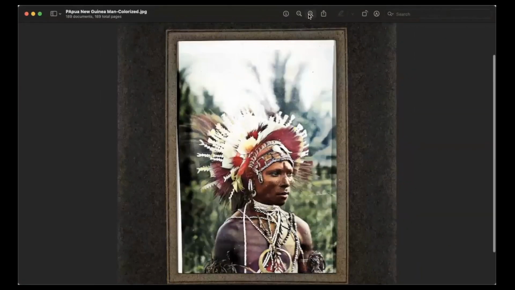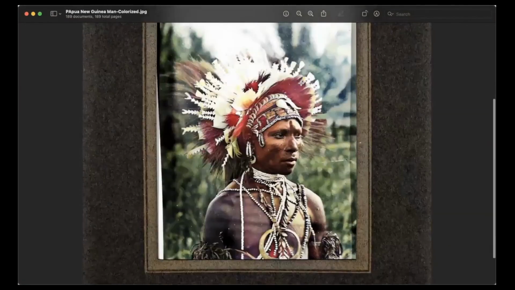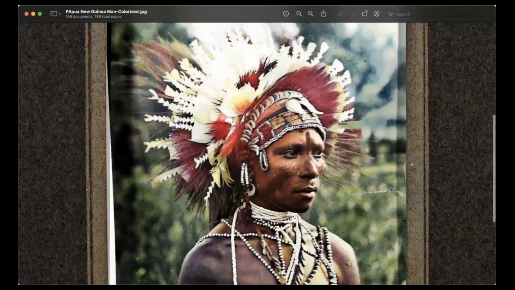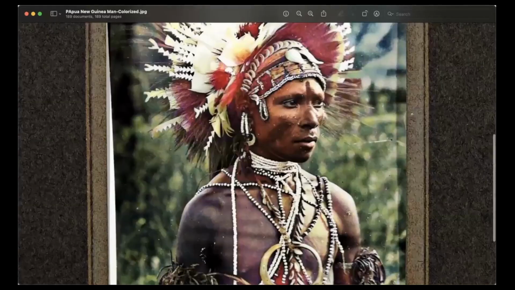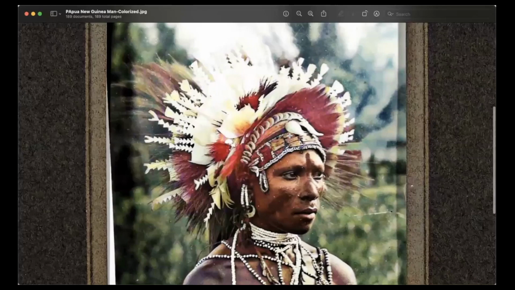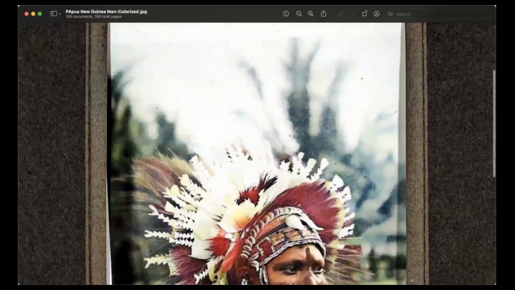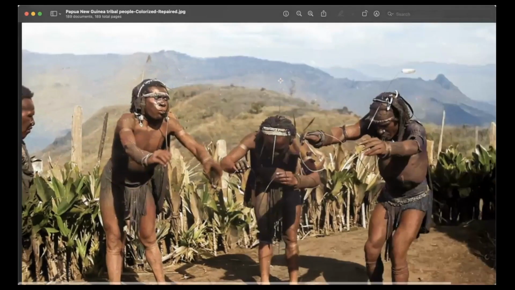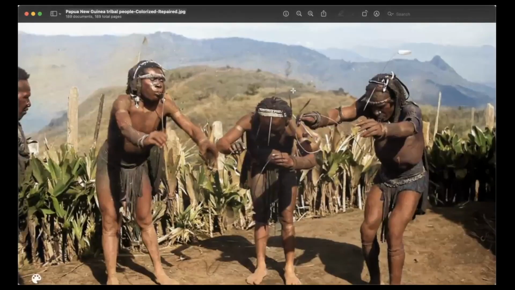And here we have another Papua New Guinea man. And it's so cool about them is that they really rock the feathers a lot. They have a lot of the headdresses. As you can see, this person, very swarthy, so-called Negro from Papua New Guinea. Here we have more Papua New Guinea tribal people. I thought it was a cool picture to colorize when I saw it in black and white.